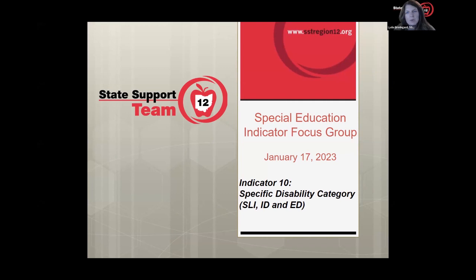We have a smaller group for indicator 10, but for today at this time, we are going to have our special education indicator focus group for indicator 10, specific disability categories. And today for our region, it's going to be the speech language impairment, ID and ED that we're looking at.